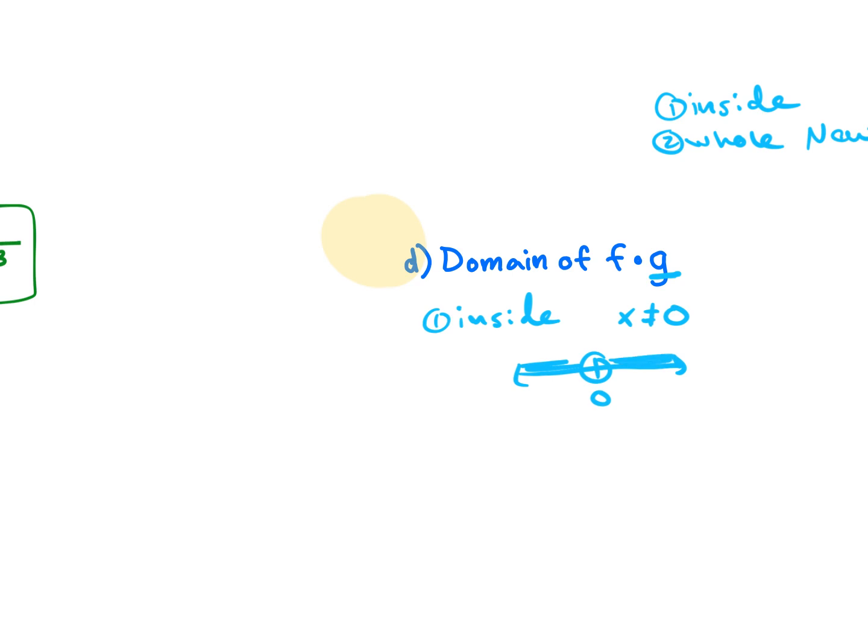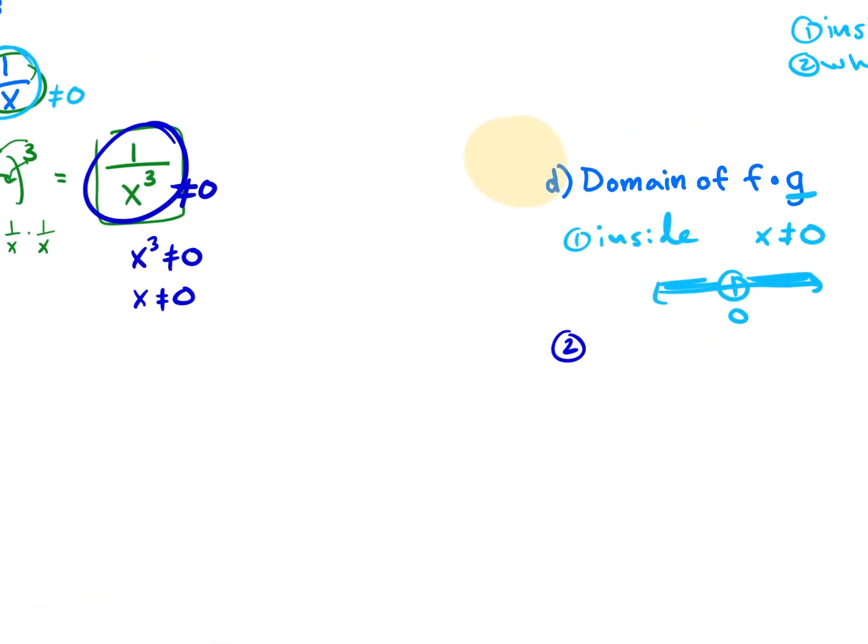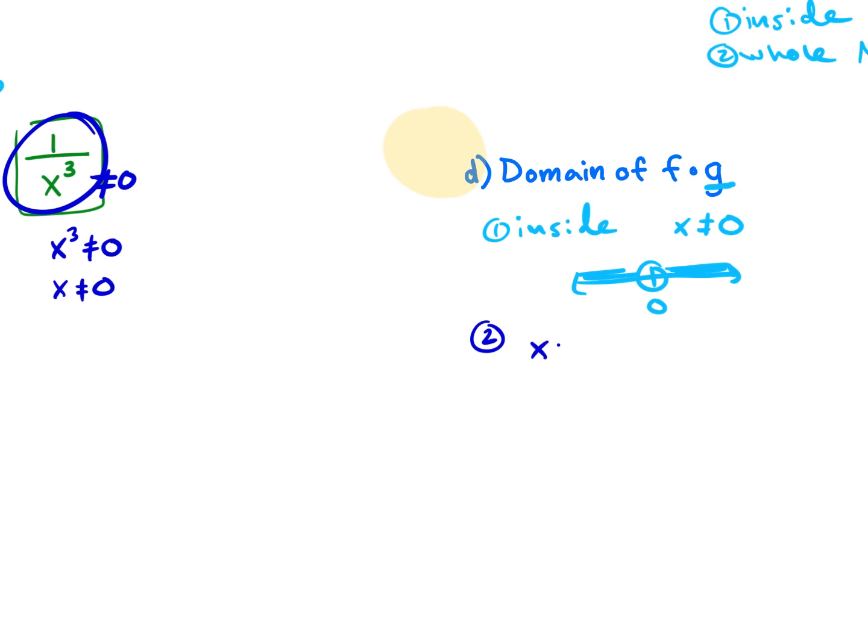Second thing we want to check is the domain of the whole new function. So our new function was this. F of g of x, we said, was 1 over x to the third power. Well, we have a fraction again here. What can I not have in the denominator of a fraction? Cindy, what can we not have in the denominator of a fraction? 0. So our denominator cannot be equal to 0. So again here, x cubed does not equal 0, which would just be x does not equal 0. So same thing. X does not equal 0, so it'd be every number except 0.